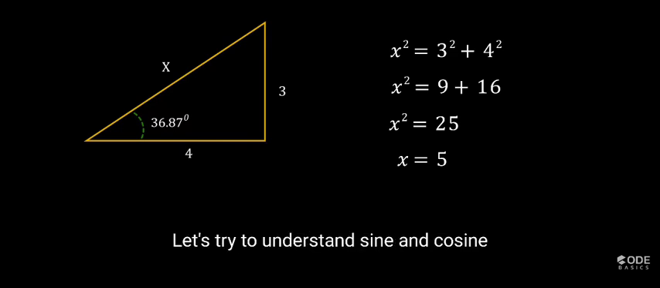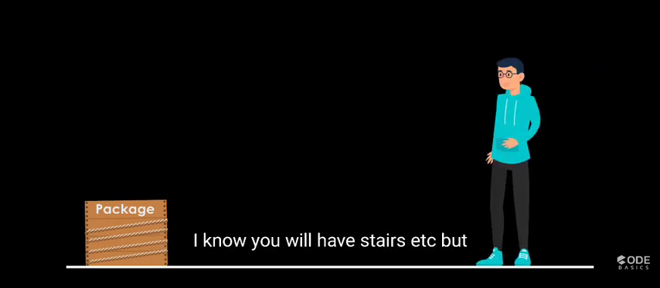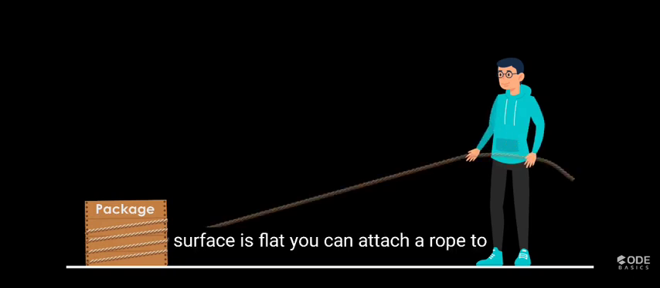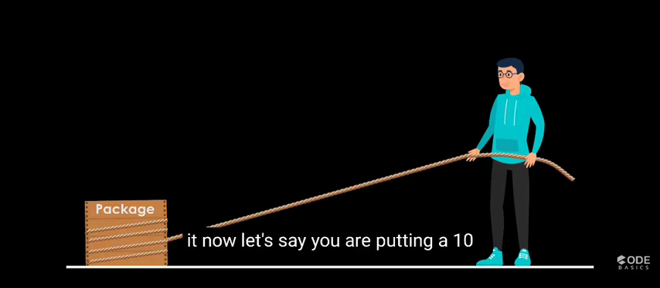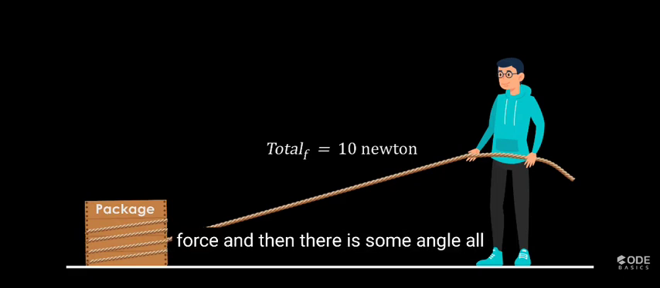Now let's try to understand sine and cosine by taking another real life example. Let's say you have a heavy package lying in front of your home and you want to drag it inside your room. I know you'll have stairs, etc. But let's say the surface is flat. You can attach a rope to it and you can try lifting it. Now let's say you are putting a 10 Newton force. You know, Newton is a unit of measure for force.